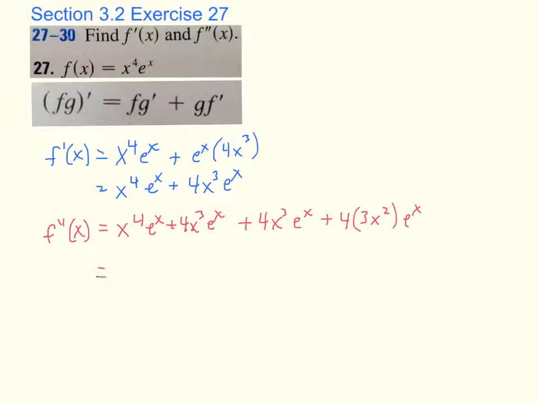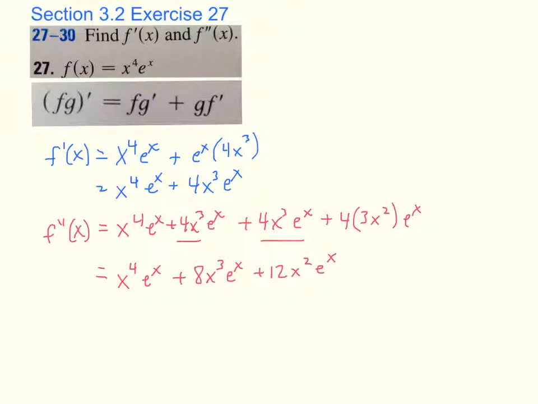Now you'll note, as we look at these, that we have some like terms here that we can add together. So my second derivative is going to be x to the fourth e to the x plus 4 here, 4 there makes 8x cubed e to the x. And then my 4 times my 3 gives me 12x squared e to the x.